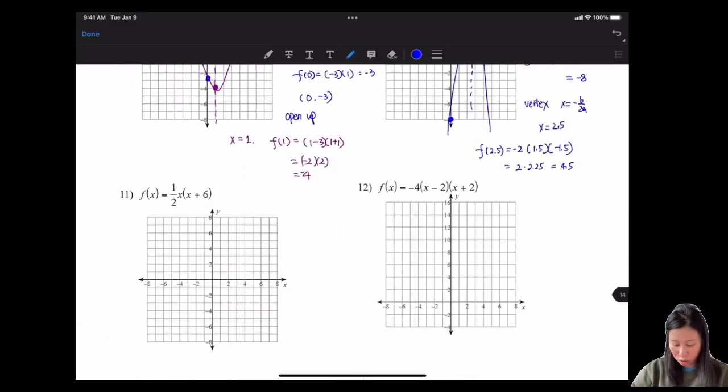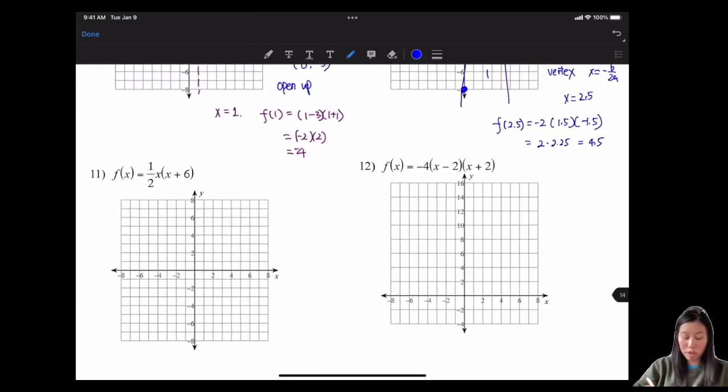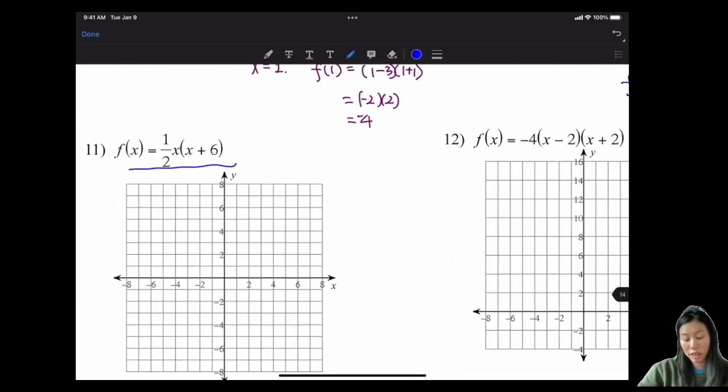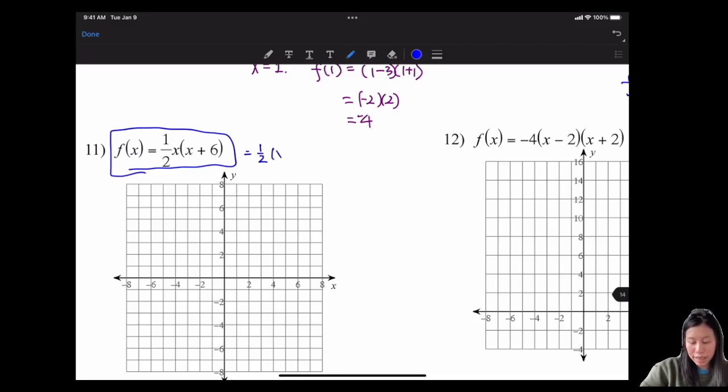Okay, let's do another one. Okay, so this one is a little bit special. How do you find another x-intercept? Now when you look at this one, you can think about the x as x minus 0 or plus 0, because that means it's x.